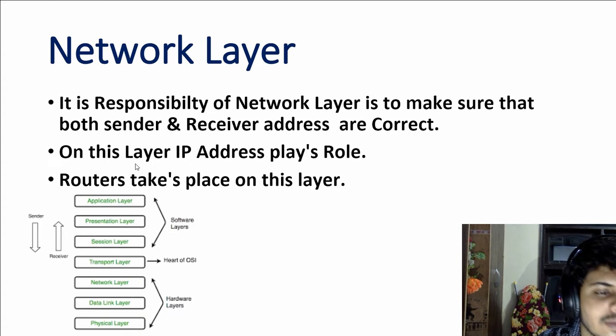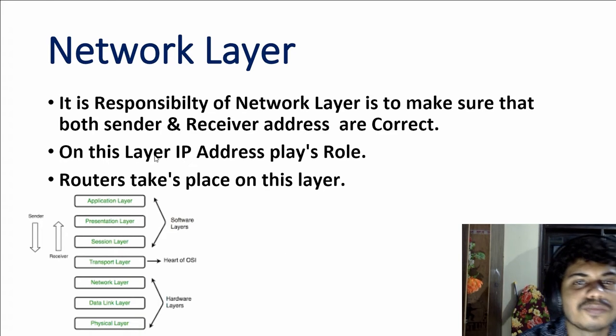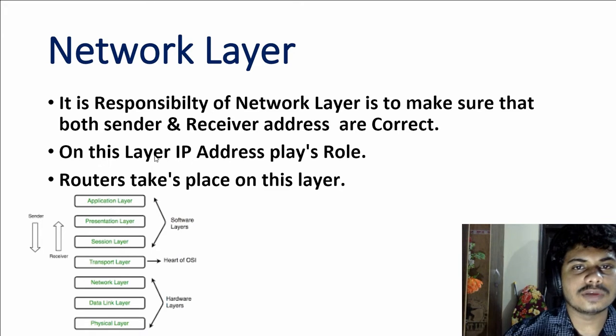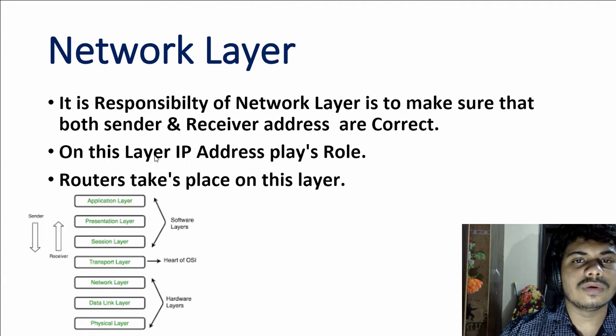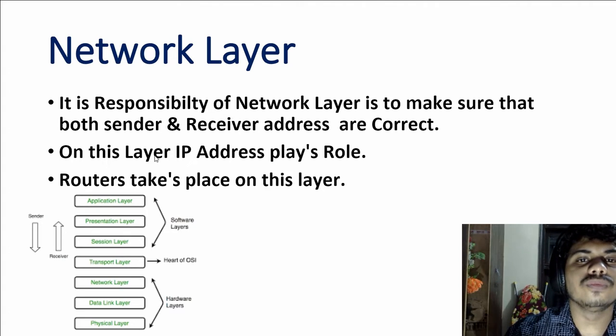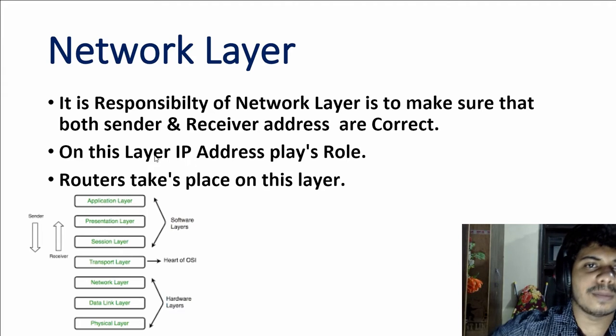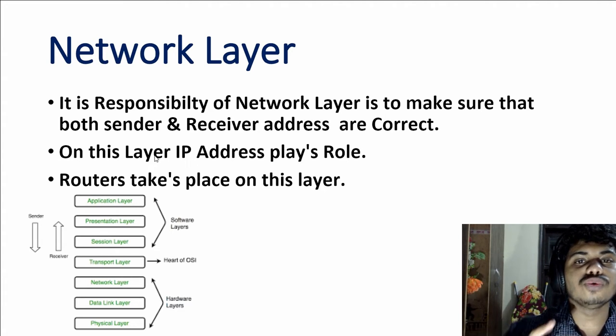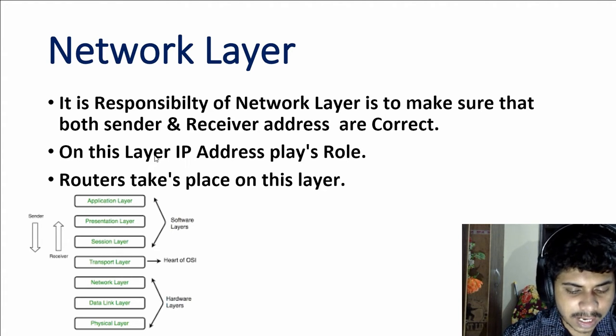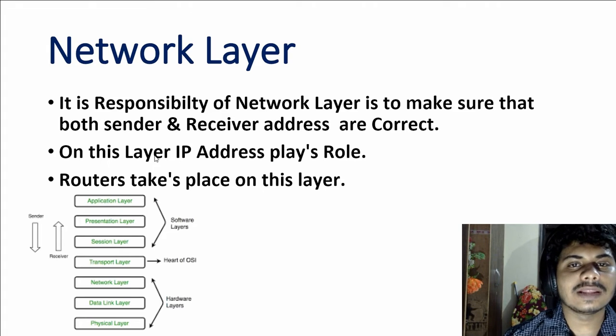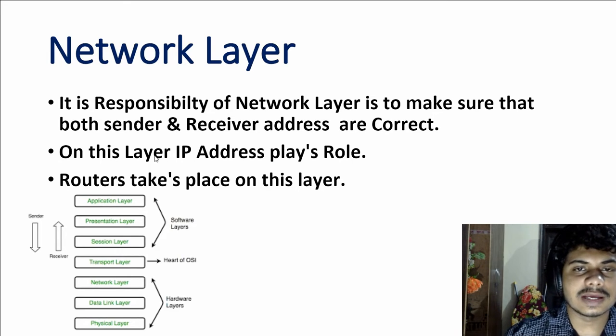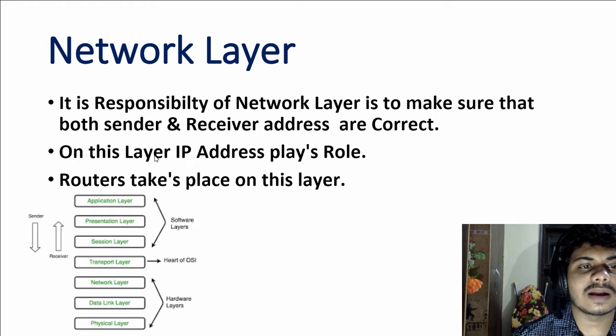So next is our network layer. What is the responsibility of the network layer? The responsibility of the network layer is to make sure what is the address of from and what is the address of to. It means it is going from my side and it is going to your side, which means it makes sure that all the IP addresses are correct.